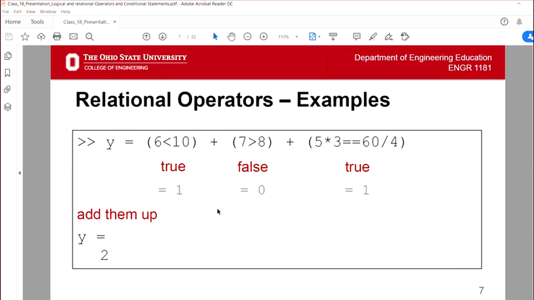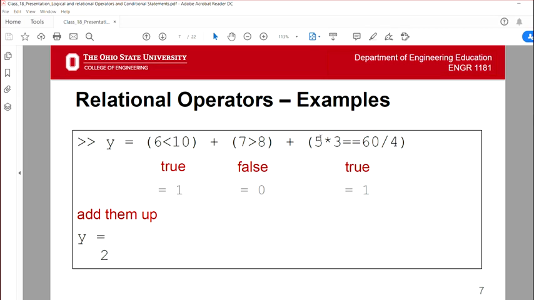We have another example here. Again, the parentheses have the highest order, then in this case we do the multiplication and division, and then we do the summation, which is lowest order compared to the division and multiplication. So let's evaluate the parentheses first. 6 is smaller than 10, so that is true, and that evaluates to 1. 7 is larger than 8, that's false, which evaluates to 0.